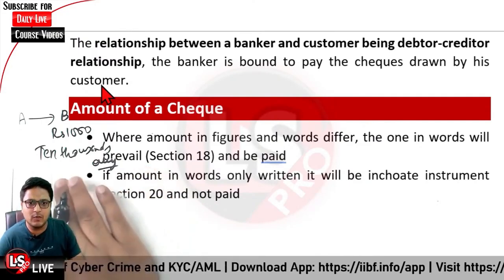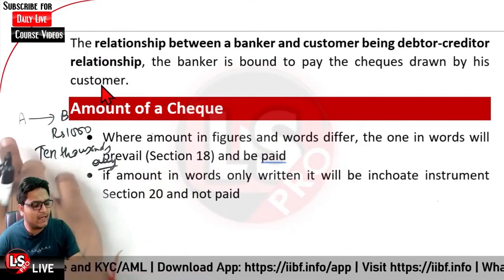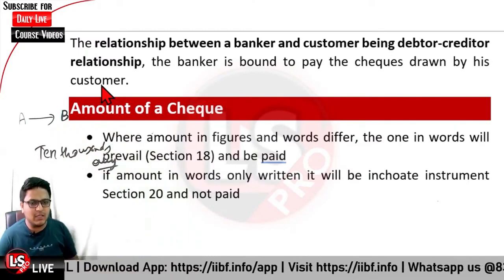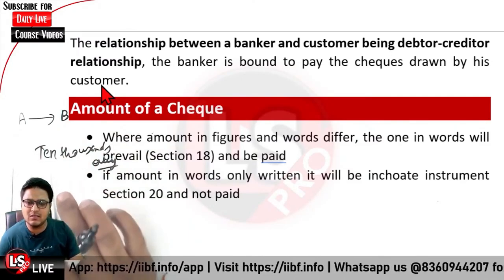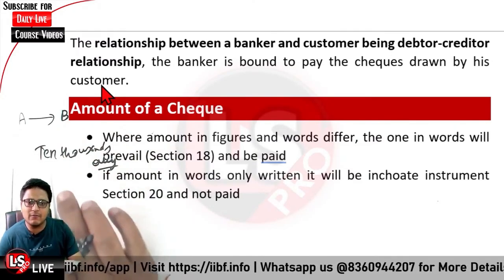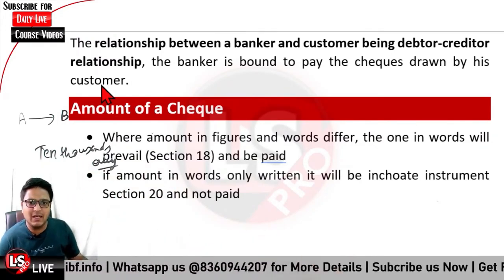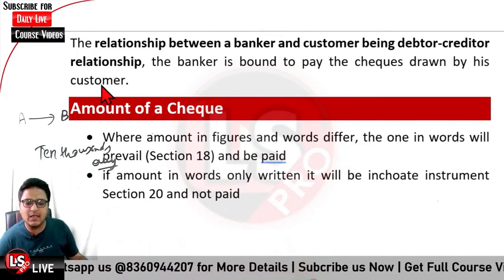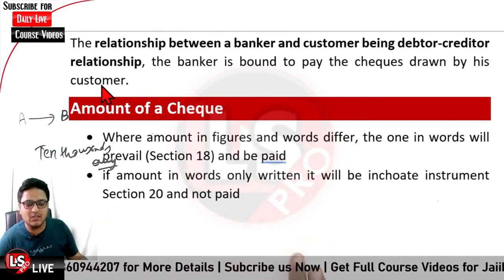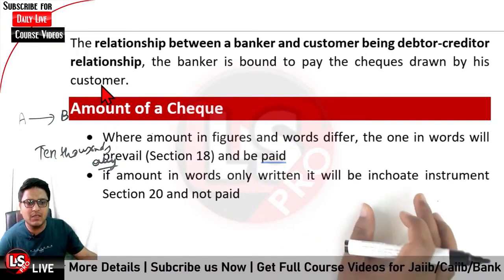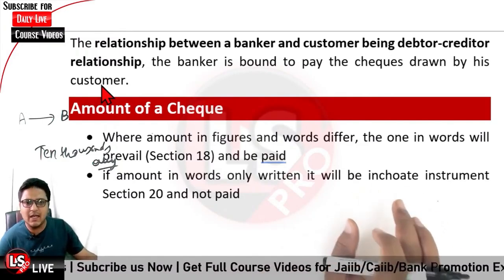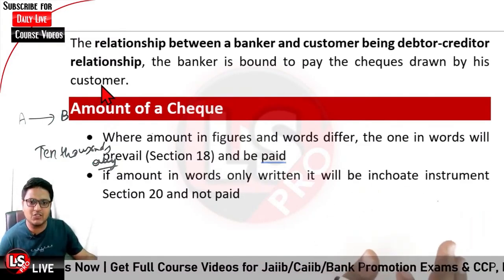And further, if any of it is not mentioned, that is, only the words are written in the check and the figures were omitted, in that case it is an inchoate instrument. It is an inchoate instrument, meaning an incomplete instrument, and shall not be paid.